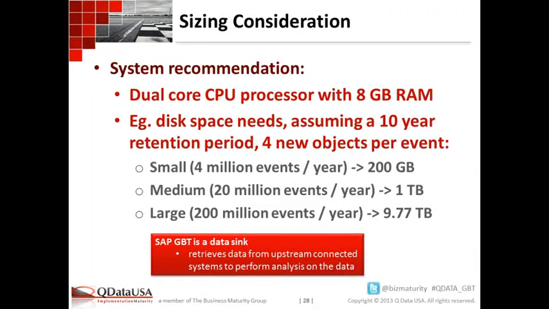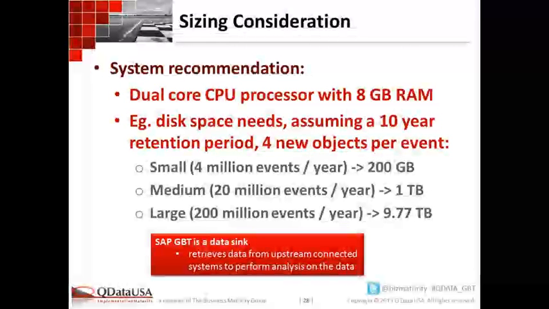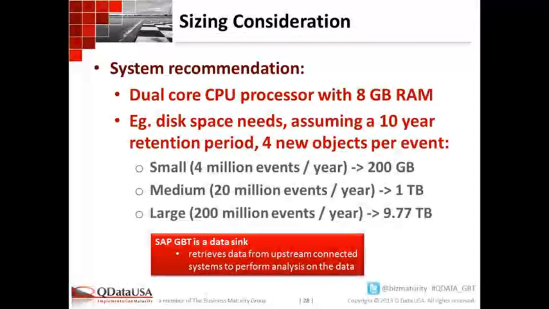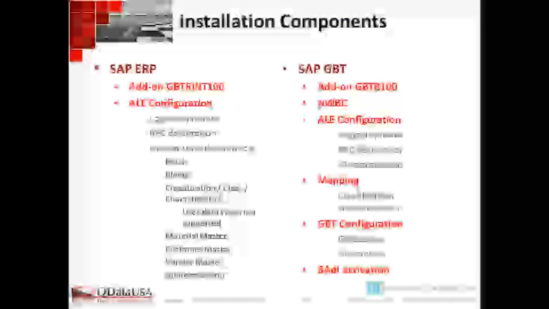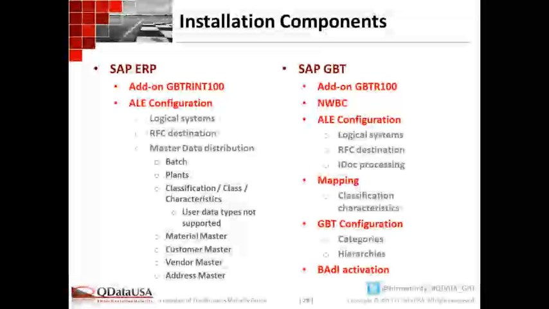Disk space, assuming 10-year retention period, 4 new objects per year. This is where it starts to get a little bit bigger. Small is about 200 gigabytes, medium 1 terabytes, large 9 terabytes. So now we're talking about some large chunks of data. It really depends on how many transactions you're dealing with that are batch management. Okay, so those are the recommendations as given out by SAP.